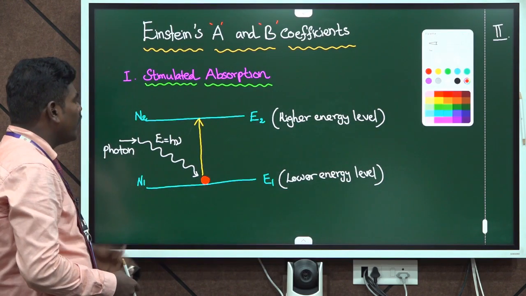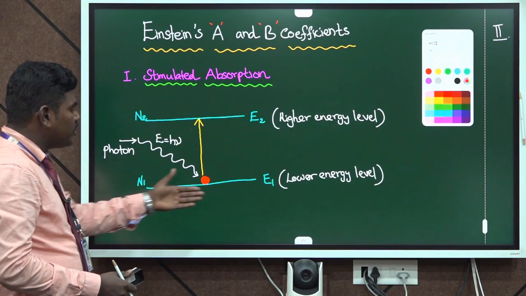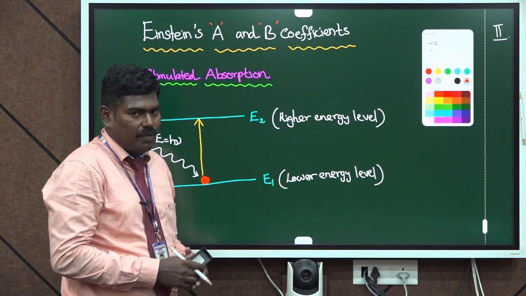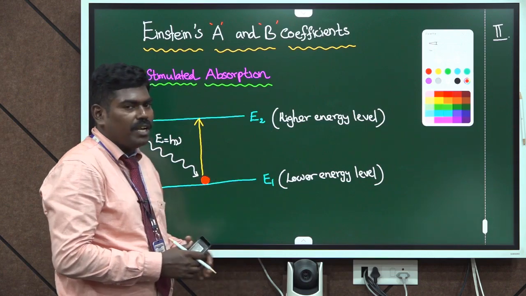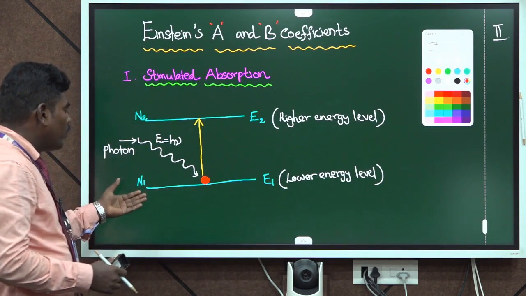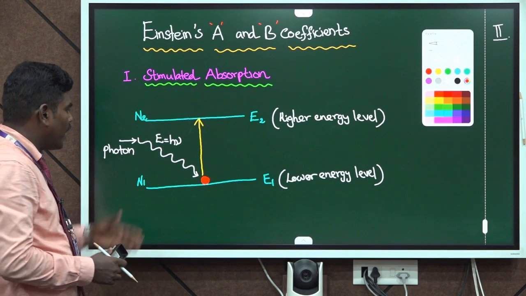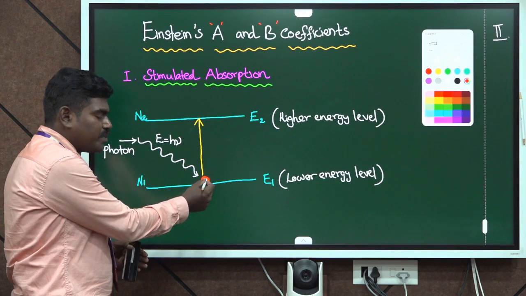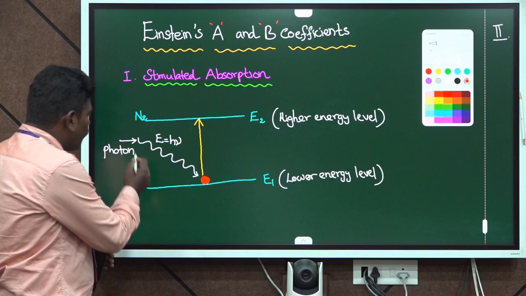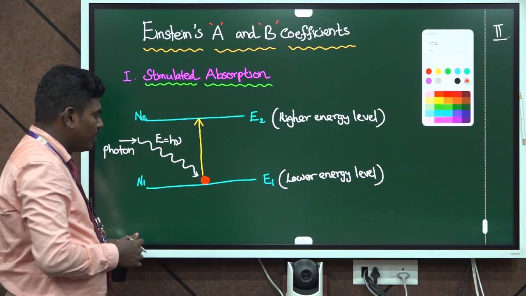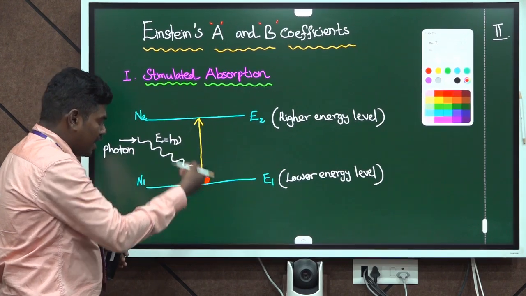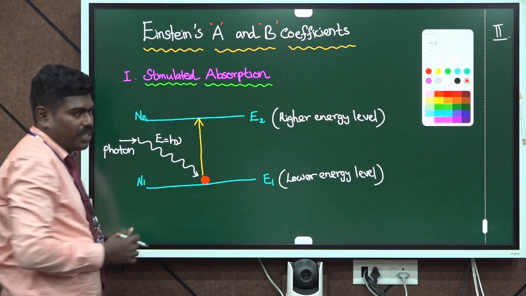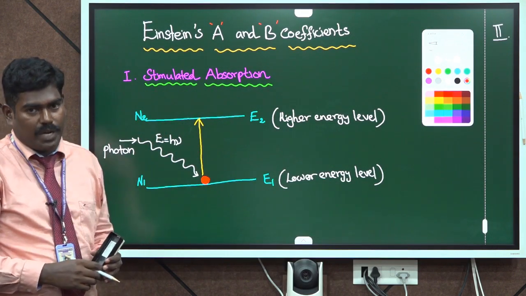The first process is stimulated absorption. Consider a system consisting of two energy levels, E1 and E2. E1 is the lower energy level or ground state. E2 is a higher energy level, the excited state. N1 is the number of atoms in the ground state, N2 is the number of atoms in the excited state. Initially all the atoms are in the lower energy level. When a photon is incident on a ground state atom, the atom absorbs the external incident photon of energy E equal to h nu, and goes to the excited state. So this process is called stimulated absorption.